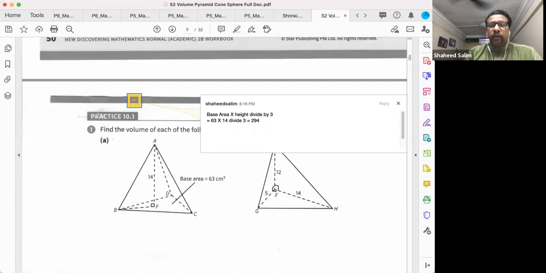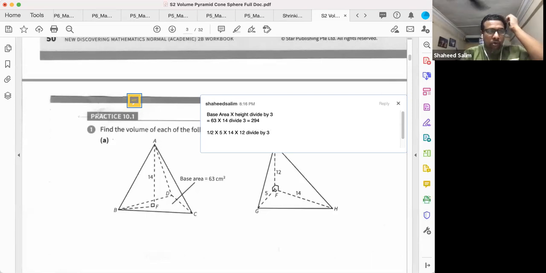Next one then. Same thing. How to find the area at the bottom? This is a triangle. Half times base times height. You choose either this base or this one. So now half times 5 times 14. Half, I put it like that. Then you get the area, right? Then you times the height. Then what you do? Divide by 3.